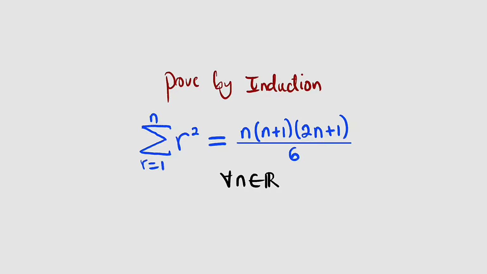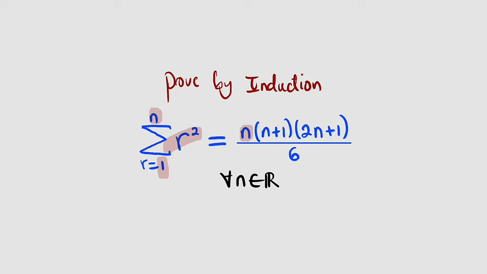In this tutorial, we want to prove that the summation of r squared, r from 1 to n, is exactly the same as n multiplied by n plus 1 multiplied by 2n plus 1 divided by 6, for all n in the set of real numbers. Okay, as you all know, we have three basic steps. The first step is to test for n equal to 1 to see whether the left and the right hand side are exactly the same.